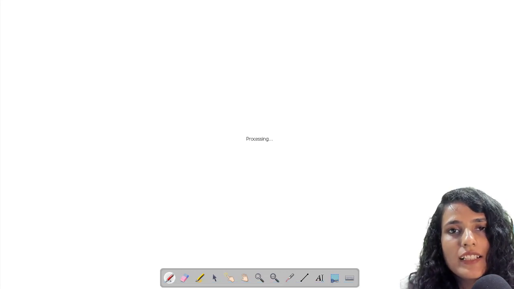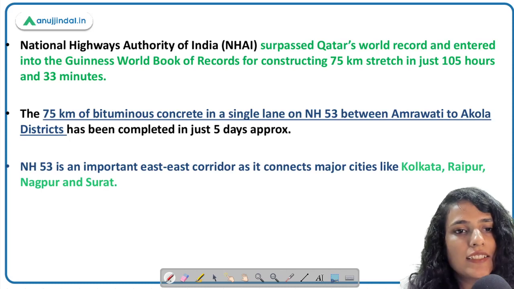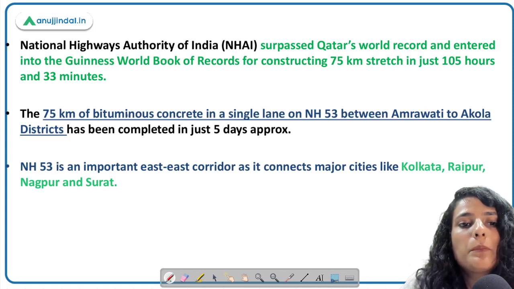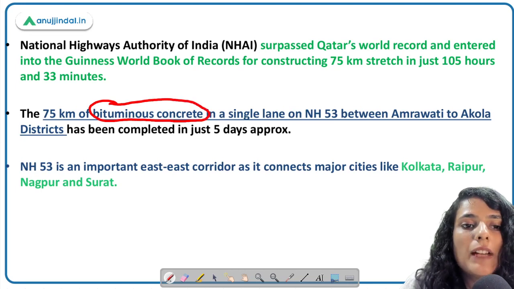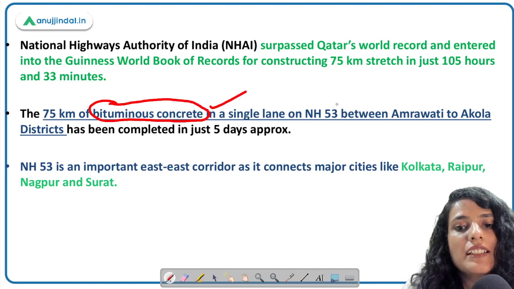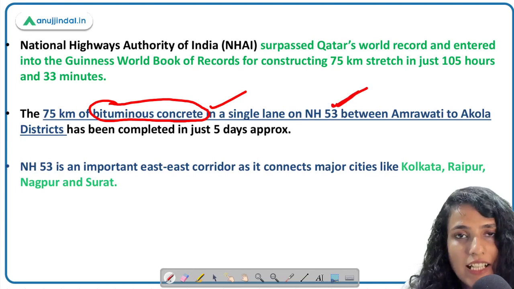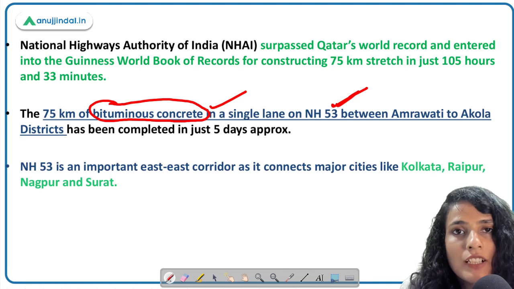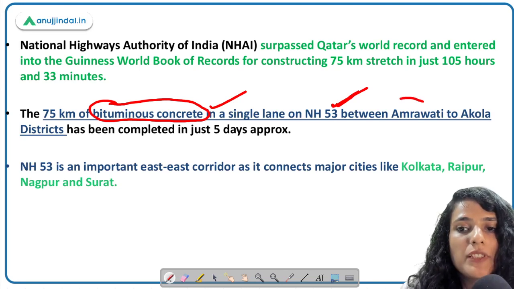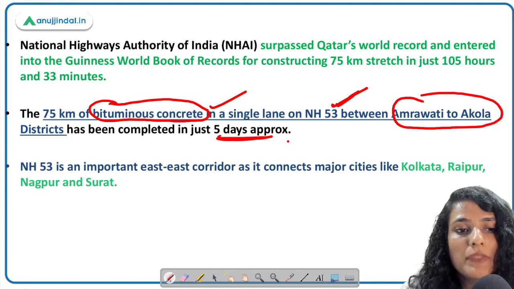It is located in Telangana. Bituminous, you all know bituminous coal, bituminous rocks. So using bituminous concrete, National Highway 53 was constructed under the supervision and authority of the National Highway Authority of India. That is between Amaravati and Akola district in just approximately 5 days.